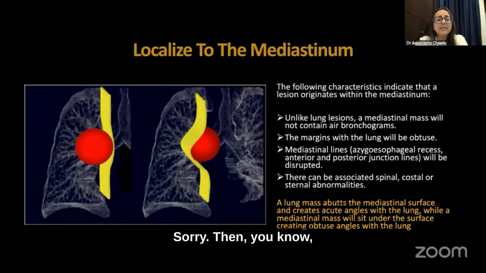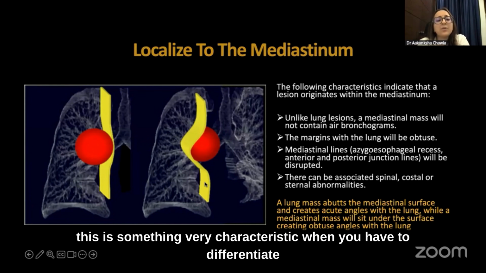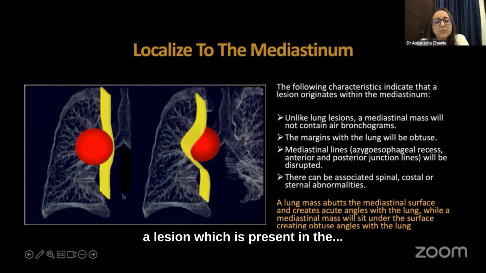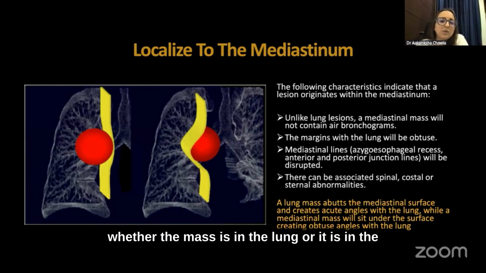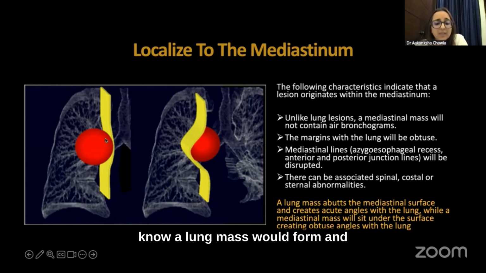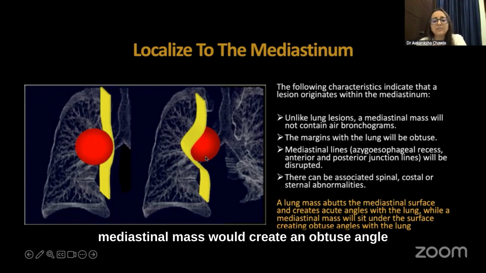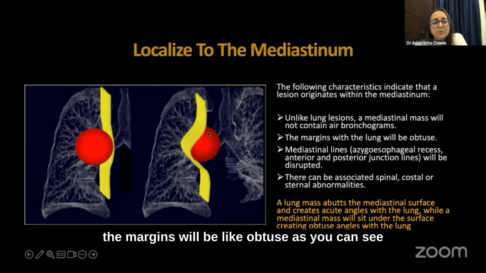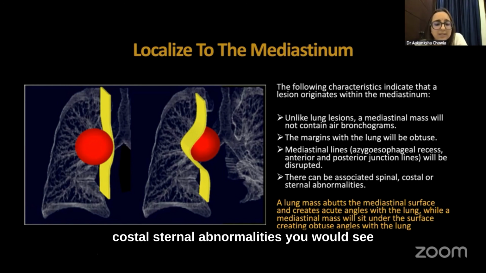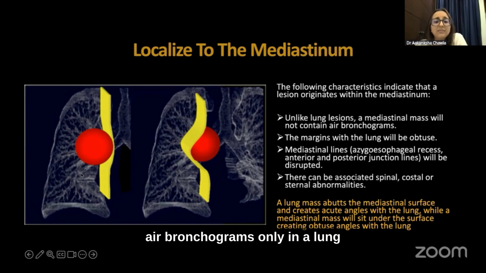Then, this is something very characteristic when you have to differentiate whether the mass is in the lung or in the mediastinum. Basically, how do you differentiate? A lung mass would create an acute angle with the mediastinum, and a mediastinal mass would create an obtuse angle. The margins will be obtuse, as you can see here. There would be associated spinal and costosternal abnormalities. You would see air bronchograms only in a lung lesion, not in a mediastinal lesion.